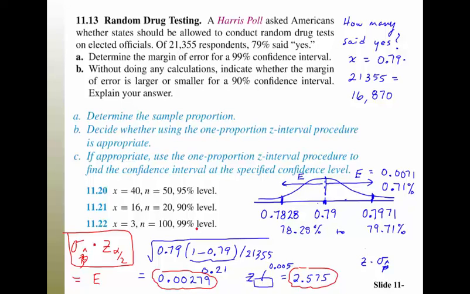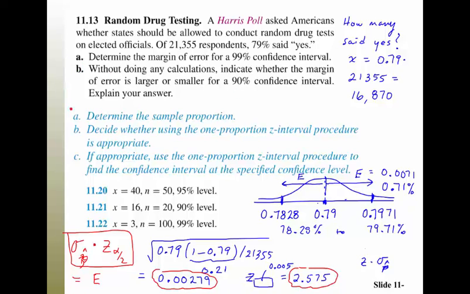Okay, so why don't you try. Here, first you have to determine if it's appropriate or not. And what did we say? So x has to be 5 or more, and n minus x has to be 5 or more. And if that's the case, then you can use the 1 proportion z interval procedure. That's what we're doing. All right, well, we never talked about B, sorry. Is the margin of error larger or smaller for a 90% confidence interval?